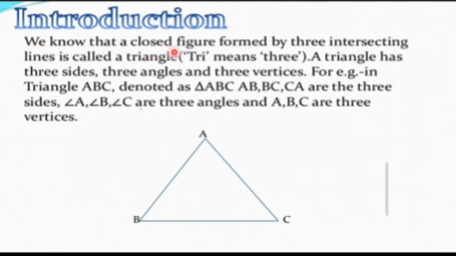We know that a closed figure formed by three intersecting lines is called a triangle, where tri means three. A triangle has three sides, three angles, and three vertices. For example, in triangle ABC, you can see AB, BC, CA. These are three intersecting lines.